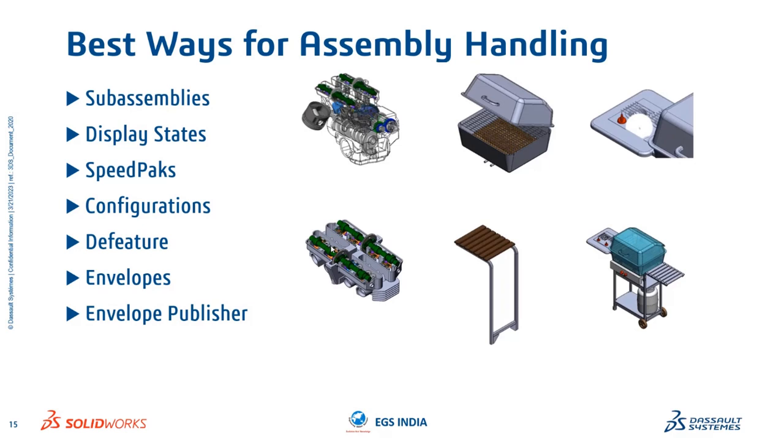But if you choose any of the lighter modes, and then if you want to open the assemblies and work in your assemblies, you can choose any of these methods, like the assembly techniques you need to follow, like creating sub assemblies or display states or speed pack configurations, defeature, envelopes and envelope publishers. By using any of these methods, you can make your assembly files even lighter, and you can work faster. Let's see them one by one in elaboration.